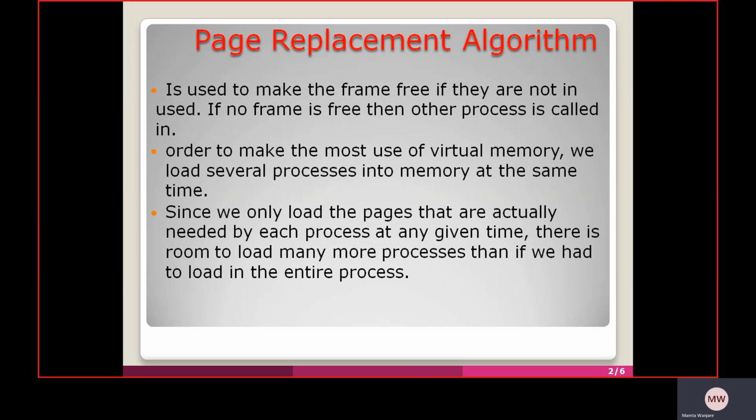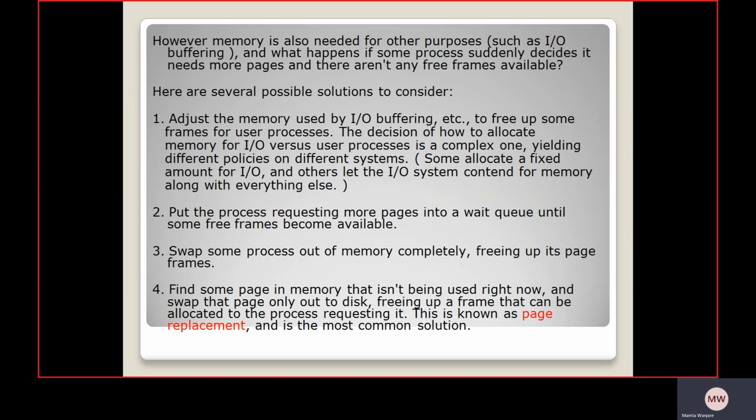In order to make the most use of virtual memory, we load several processes into memory at the same time, since we only load the pages that are actually needed by each process at any given time. There is room to load many more processes than if we had to load in the entire processes. However, memory is also needed for other purposes, and what happens if some process suddenly decides it needs more pages and there are no free frames available?